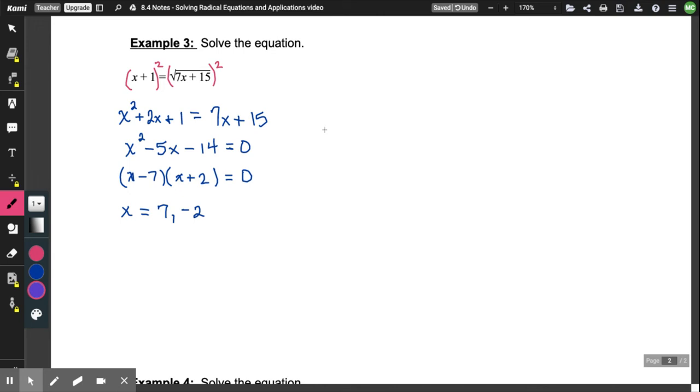Now we do have to check our answers, of course, because there is a possibility for extraneous solutions. This time, since we have two answers, we have to check both of them. And we need to check them in our original equation. So that would be the original one up here before I squared both sides. So I'm going to check x equals 7 first. So I'm putting in 7 in place of x. So I'd say 7 plus 1 is equal to the square root of 7 times 7 plus 15.